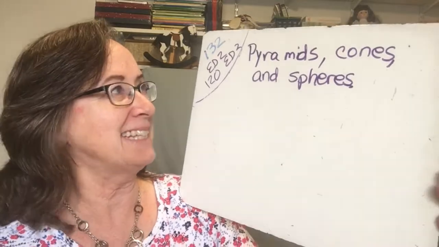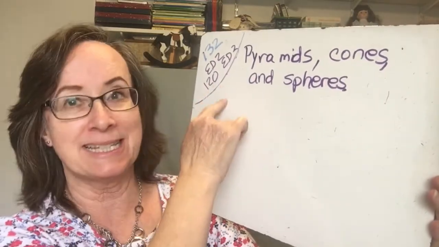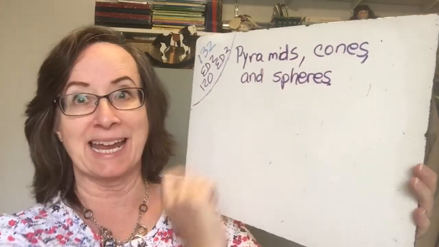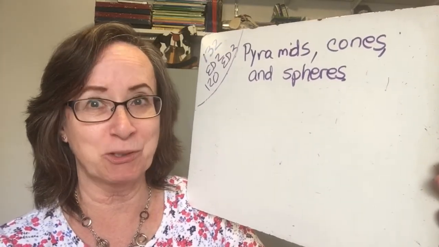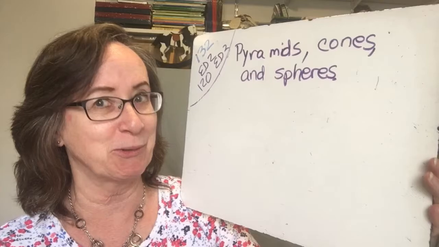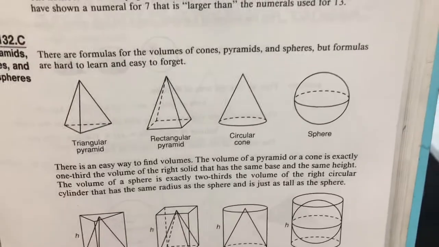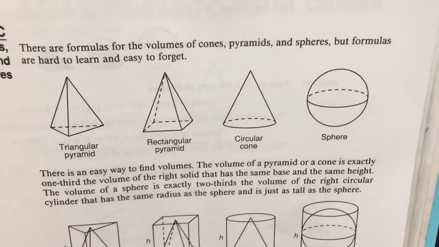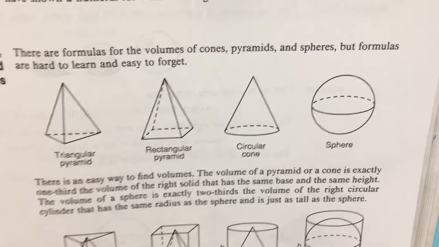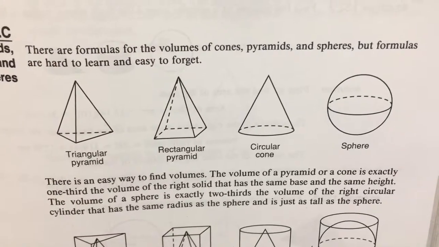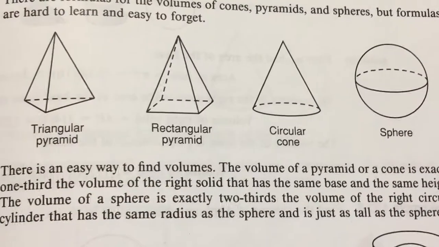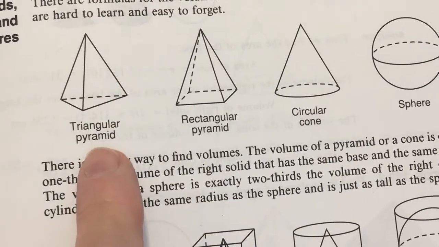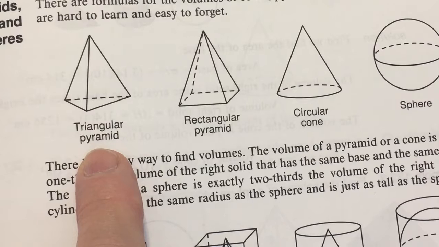Okay, so the last part of this section is pyramids, cones, and spheres. And this part has a lot of cool pictures that are in your book, so I'm going to go there. Okay, so here is our book. There are formulas for the volumes of cones and pyramids and spheres, but formulas are hard to learn and easy to forget. Now let's look at these three figures here. We have a triangular pyramid.